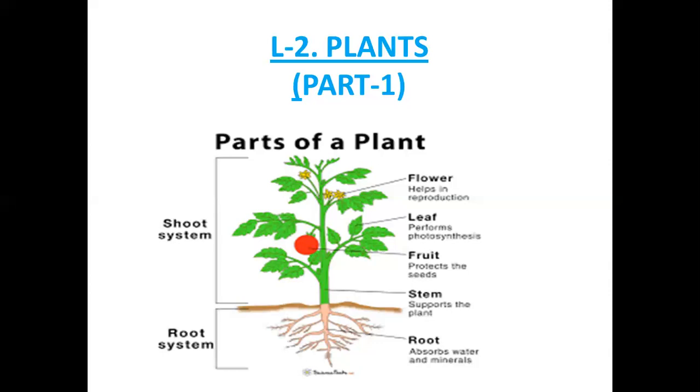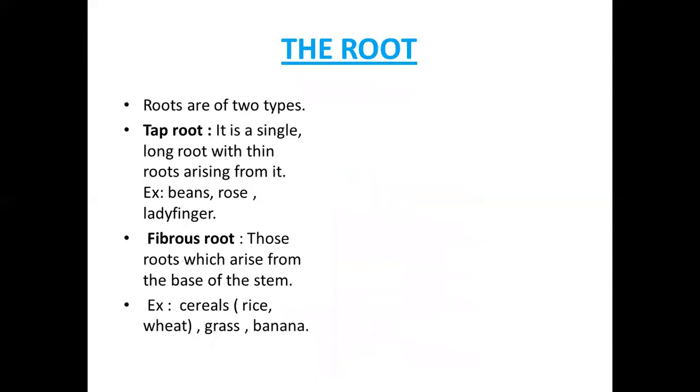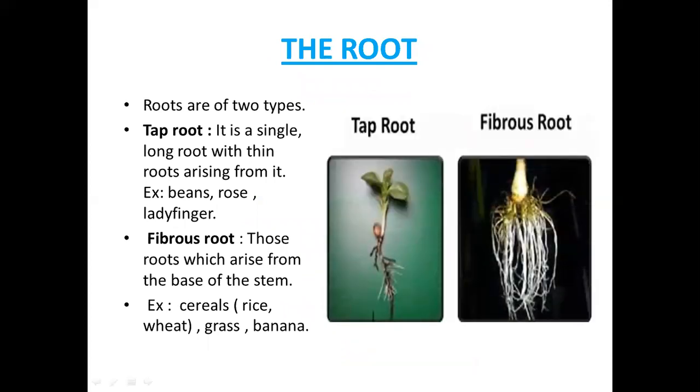If there is no root for the plant, there will be no fixation for the plant and the plant may fall aside. So this root is a very important part of the plant and it fixes the plant in the soil and absorbs water and minerals from the soil, and it sends all this water and minerals to all parts of the plant. So coming to this root, it is present underground. We know that already.